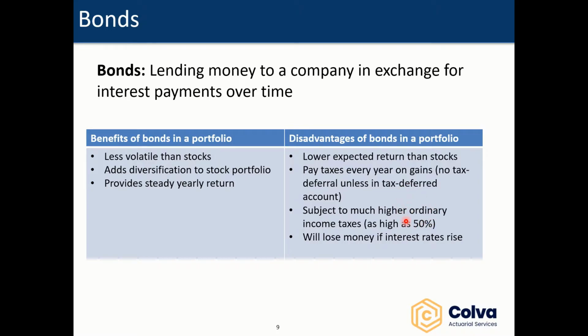Contrast this to the capital gains tax rate, where the top federal tax rate is 20%. Then again, if you add in state income tax, it gets higher. But the point being is that ordinary income taxes are significantly higher than capital gains, right? So again, you're getting a lower yield and you're paying more taxes on it.